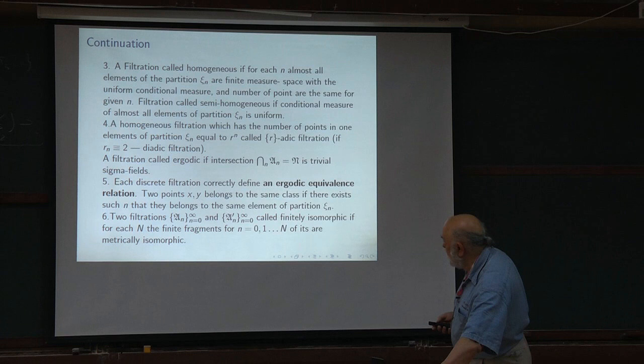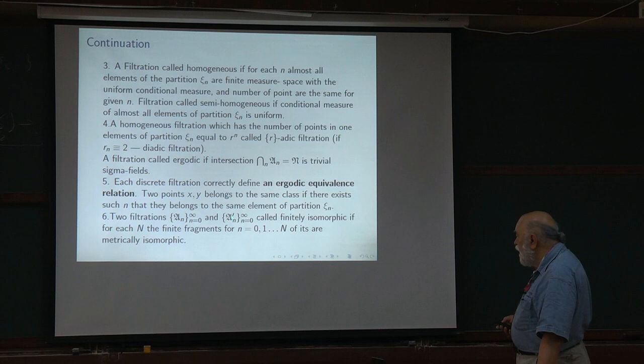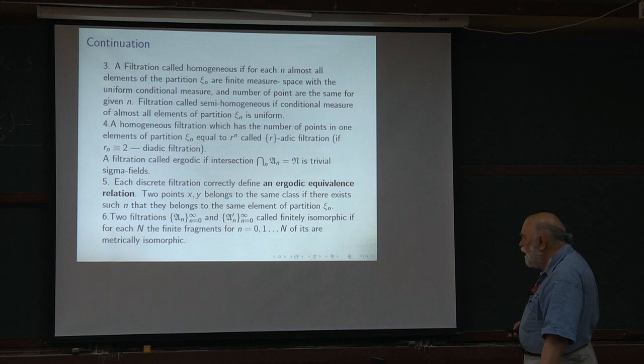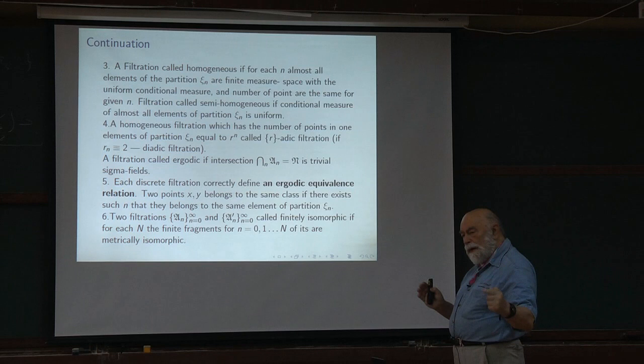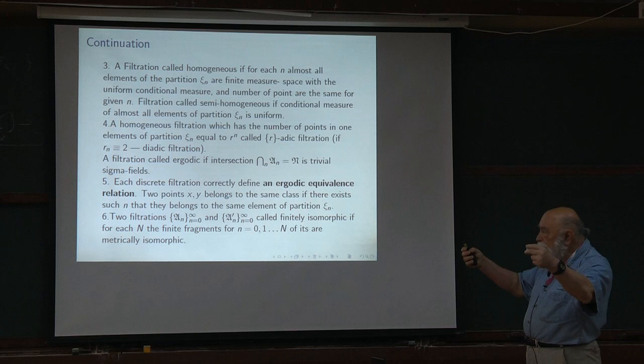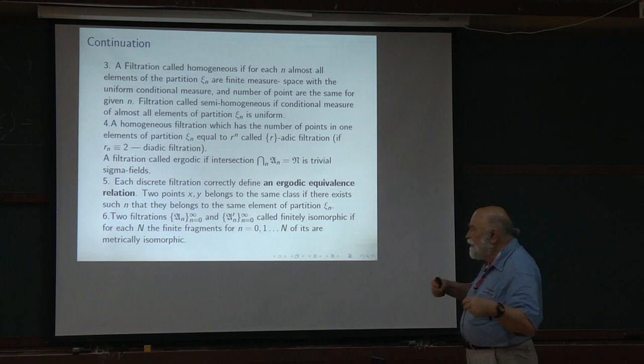Now, two filtrations. We say that they are finitely isomorphic if for each n, the fragments of these partitions from 0 to n are metrically isomorphic. This notion of finite isomorphism means that for each n, the initial parts of these filtrations are isomorphic. What does it mean? There exists a map which preserves all the structure and sends the first fragment to the second fragment.